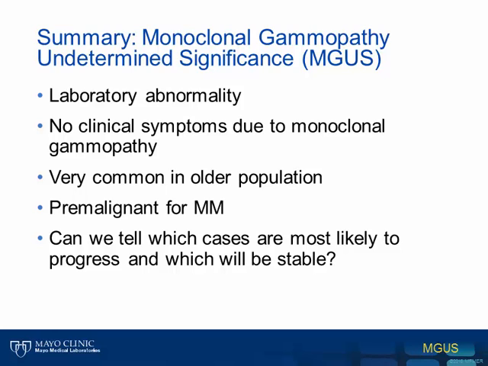While the myeloma definition has changed, the definition of MGUS has not changed and is summarized as follows. MGUS is a laboratory abnormality. MGUS patients have no clinical symptoms due to their monoclonal gammopathy. MGUS is very common in older populations, and it is premalignant for multiple myeloma. The remaining question is, can we tell which MGUS cases will progress to clinical disease and which will be stable?